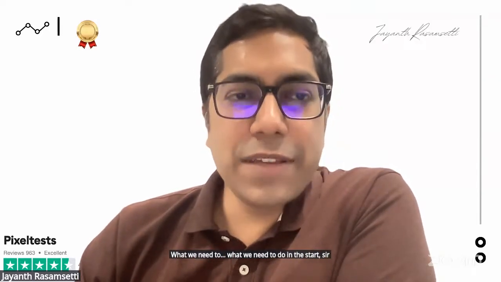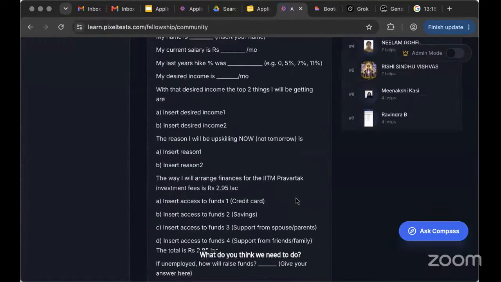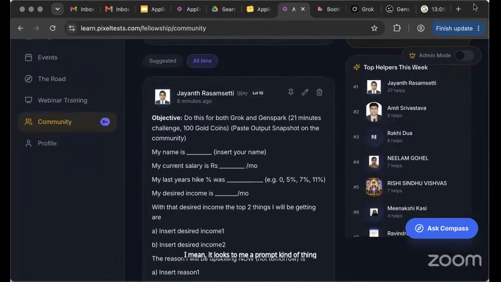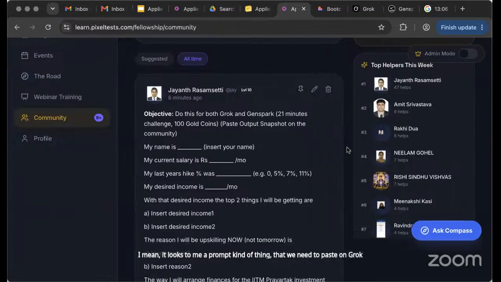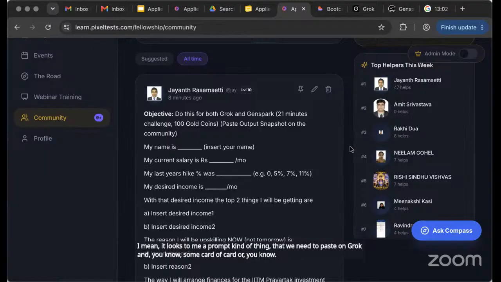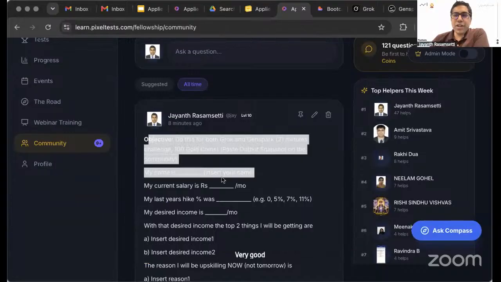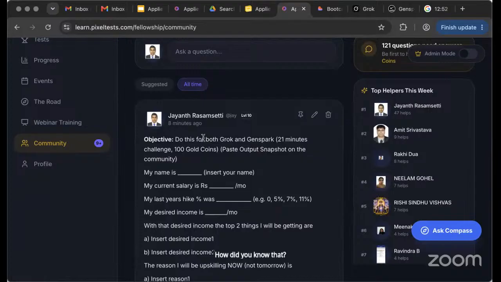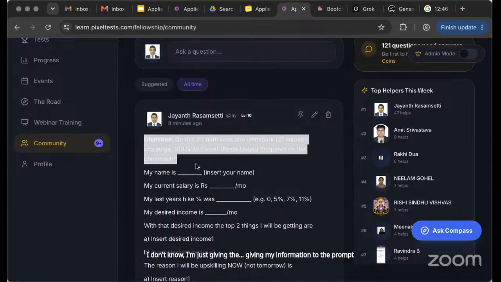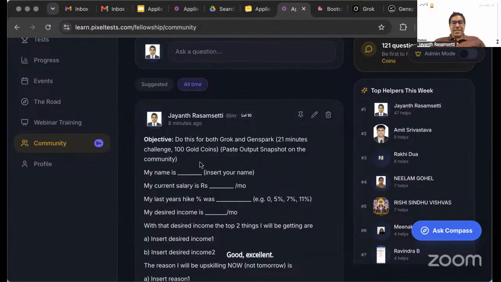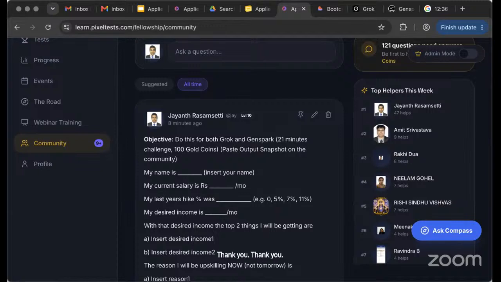What do we need to do in this task, sir? What do you think we need to do? It looks to me like a prompt that we need to paste on Grok, and Grok will build some card or something, I guess. Very good. How did you know that? I don't know. I'm just giving my information to the prompt, and I haven't pasted yet. I will see what exactly this will do. Good. Excellent. Thank you, sir.